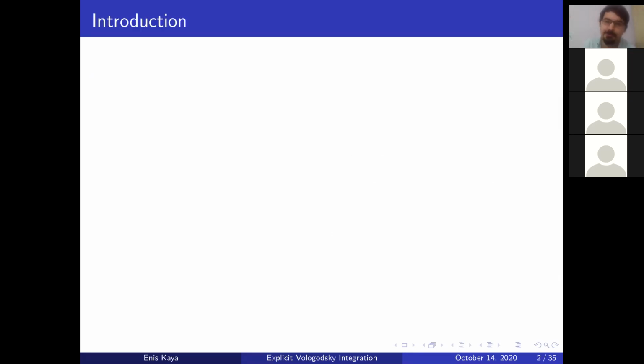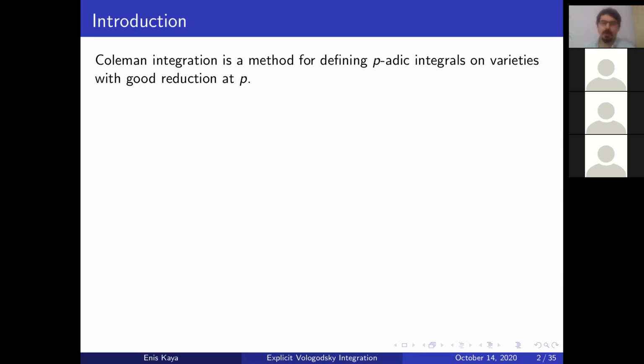For us, p will be a fixed prime number, and Coleman integration is a method for defining p-adic integrals on varieties with good reduction at p. Here, p-adic integrals means line integrals on spaces which are defined over p-adic fields. If you don't know much about p-adic fields, don't worry, I'm going to define them. But basically, they are just p-adic versions of the field of real numbers or the field of complex numbers. So this is what Coleman integration is.